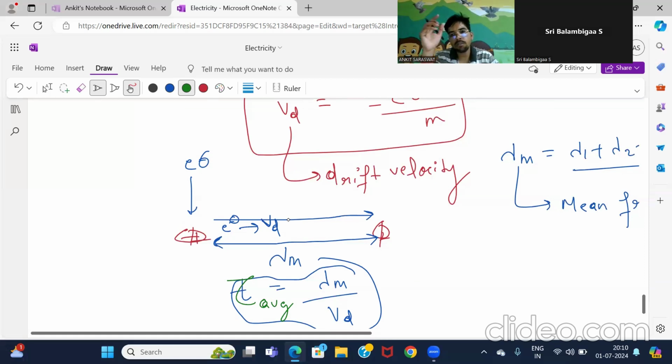So all the electrons, if they are doing successive collisions, are moving with drift velocity Vd, and they have a mean free path lambda m, and the average relaxation time is tau average. You can write simply tau. No need to write average also. Lambda is the average path.